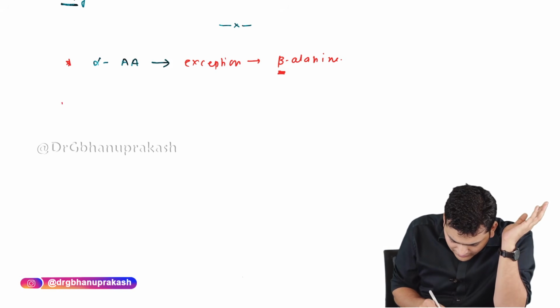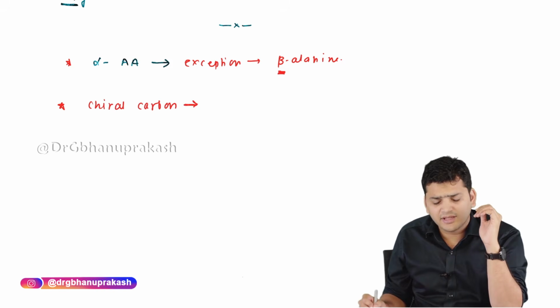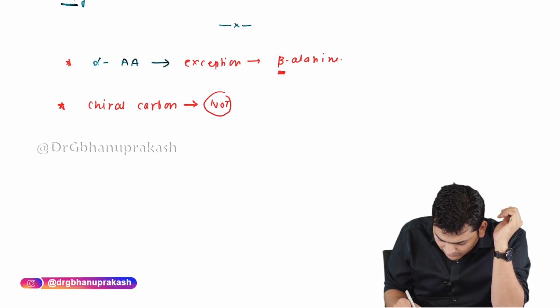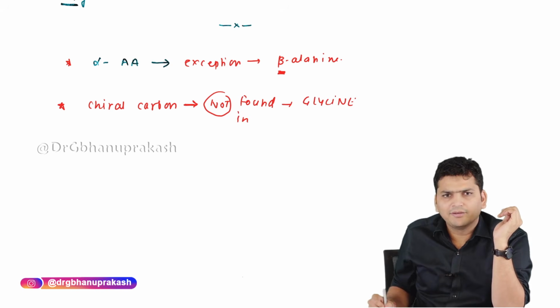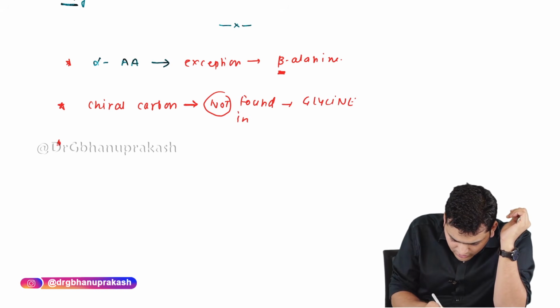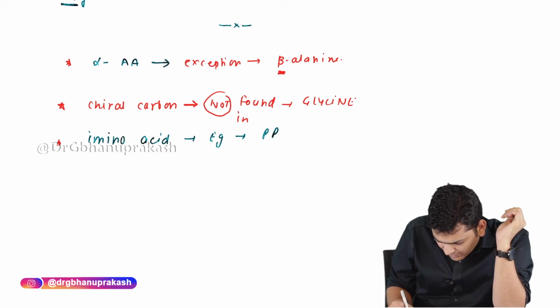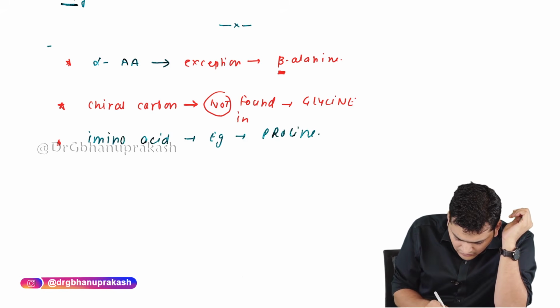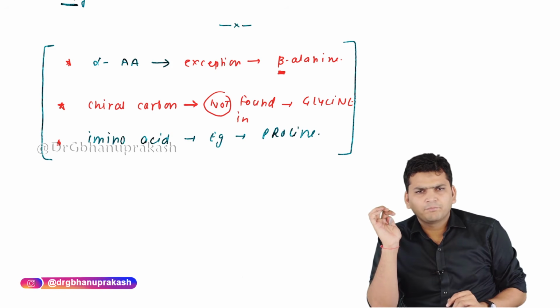The second thing that we have discussed was the chiral carbon, or the optical activity. The point to be remembered is, chiral carbon is not found in which amino acid? The only amino acid is glycine, which does not have the chiral carbon. It is optically inactive. The third thing that we have discussed was the imino acid. The example of imino acid is very important. It's proline. The amino group is not free, it is bound in a ring structure. So these are the three points to be remembered from this definition part.